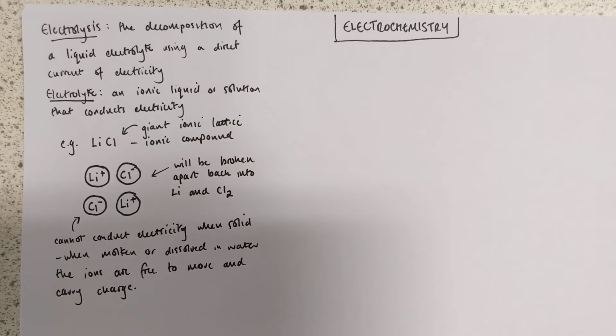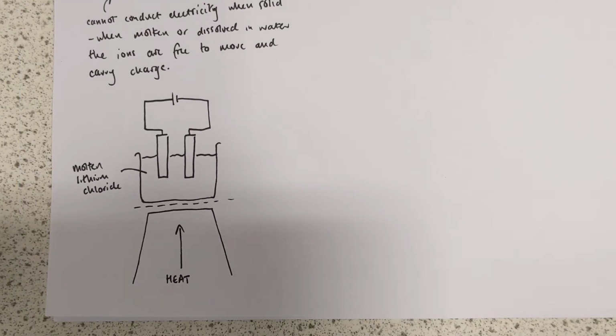In terms of how that works, there's a couple of things we need to look at. We need to have a look at the experiment you would do to actually allow that to take place, and then a little bit of the detail of the equations that would take place to show that decomposition happening. So if I take the example we've been looking at already, lithium chloride, I'm showing you here how that would be used in an electrolysis experiment.